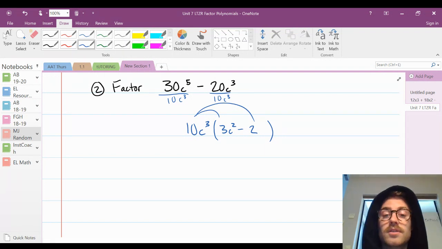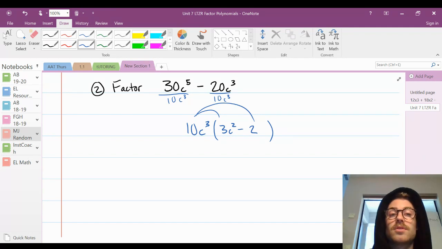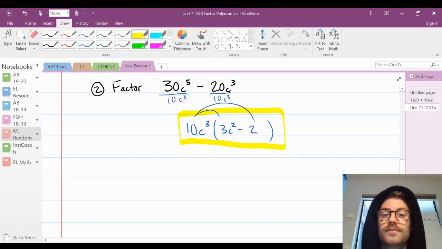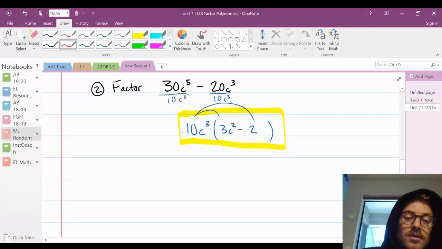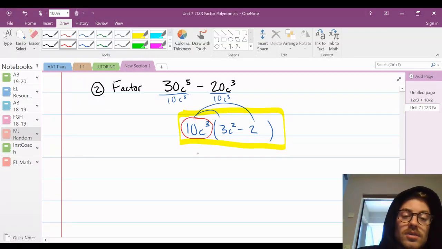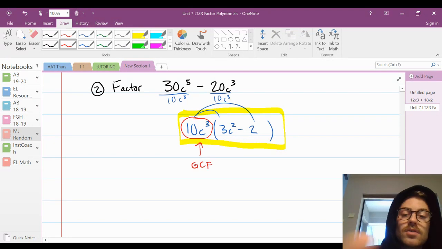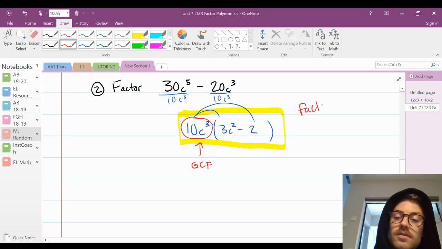I look in the parentheses and make sure that you have nothing else in common, 3c squared minus 2. And then I can also multiply 10c cubed back in to make sure I get back to my original expression. This is the factored form of this expression. The greatest common factor is 10c cubed, but again, the entire thing as a whole is the factored form.